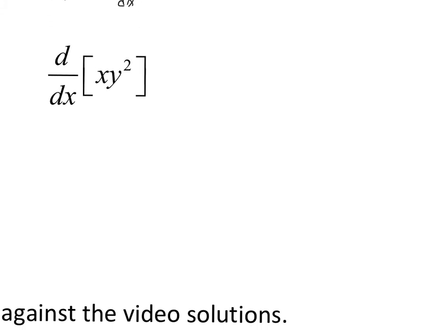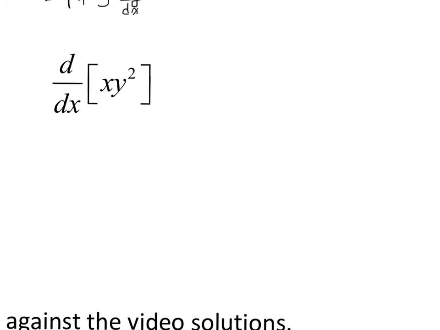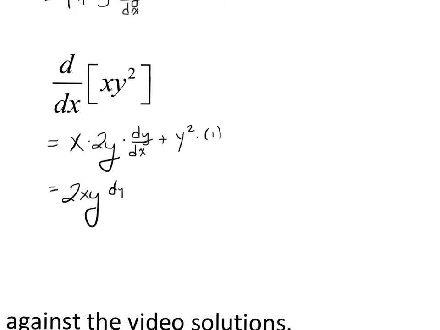Okay, last one. Notice we have a product rule. This is x times y squared. So we're going to start with the first times the derivative of the second. So the derivative of y squared is 2y, but then we've got to use the chain rule, plus the second times the derivative of the first. So this is it. The derivative of xy squared is equal to 2xy dy dx plus y squared.